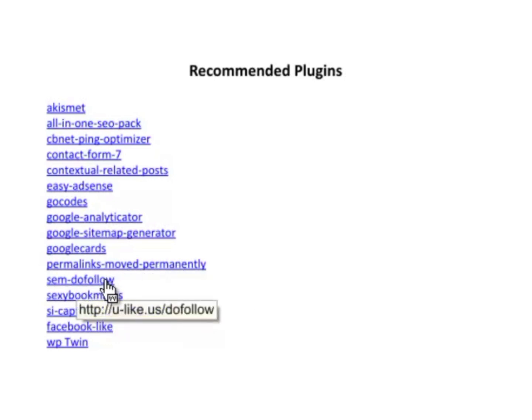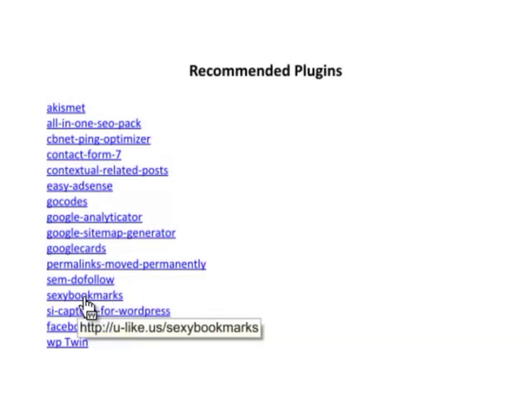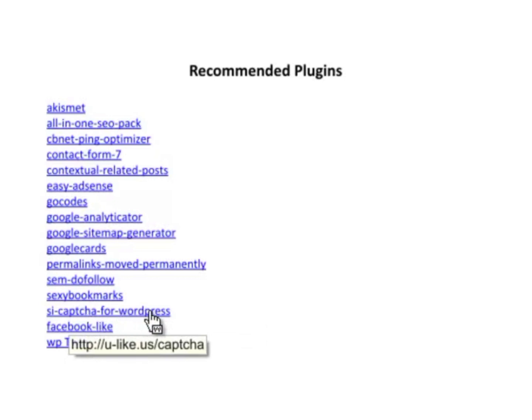The DoFollow plugin: anytime somebody comments on your site, by default WordPress makes those comments nofollow. This strips that out and makes them dofollow, which means that more people will comment on your site. Sexy Bookmarks is a great way to add a bunch of different ways to share your content through social media on your site. The CAPTCHA for WordPress is one more way of reducing comment spam, especially by bots.